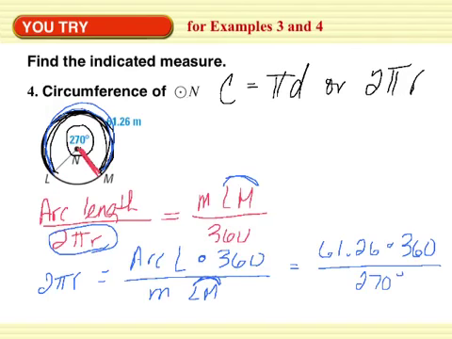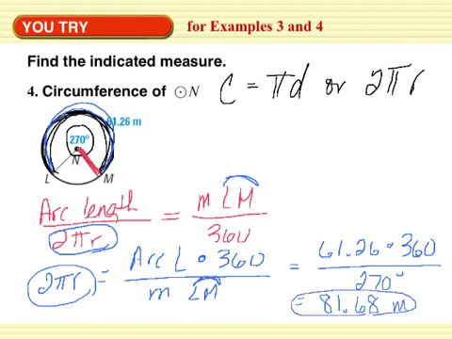Do some math, crunch some numbers, fire up the calculator. I got 81.68. And we just solved for the circumference, so that is our circumference in meters. Okay, that was a tough one. Rewind and watch that again if that's confusing to you.